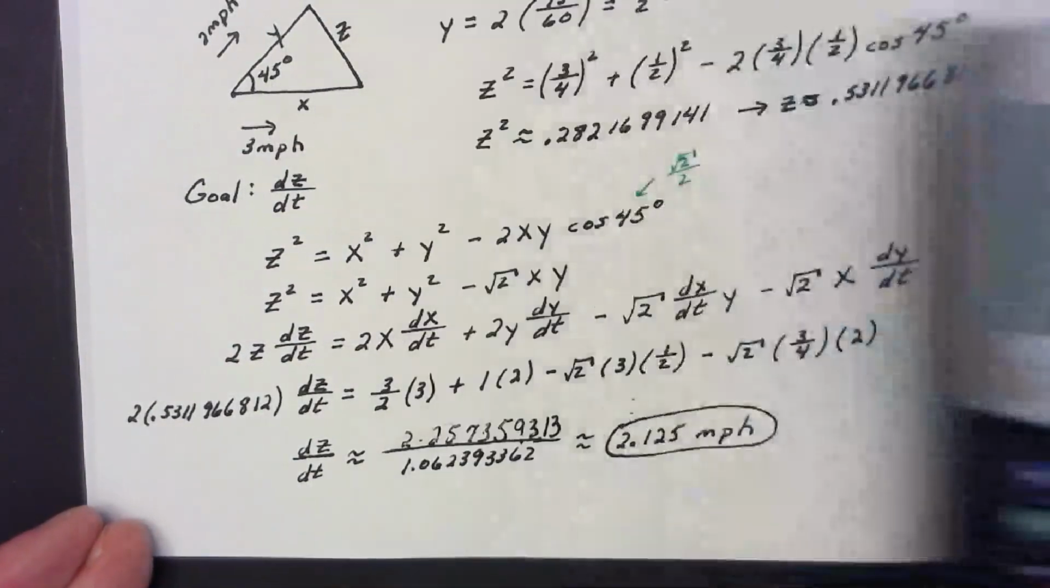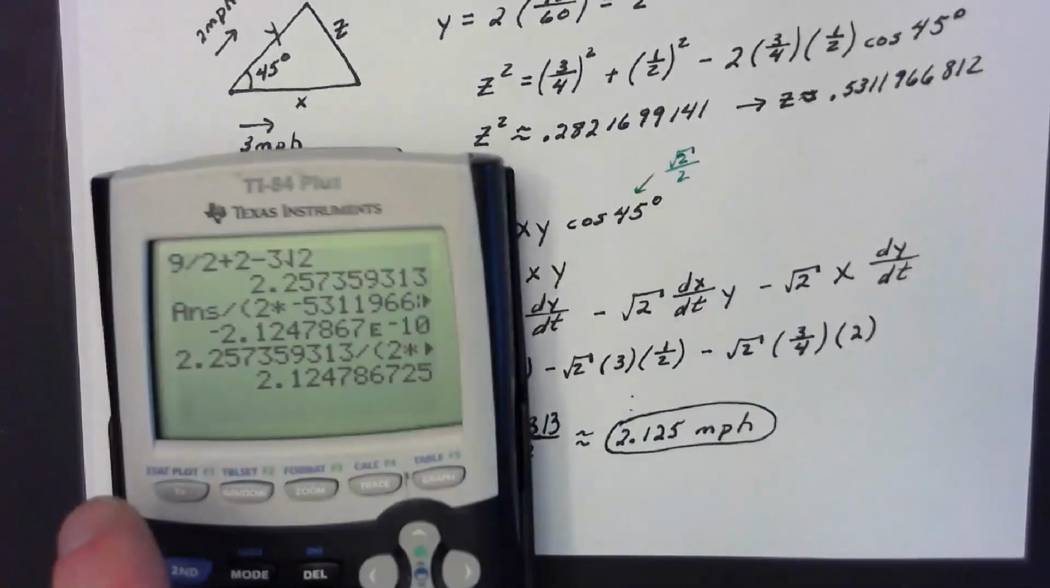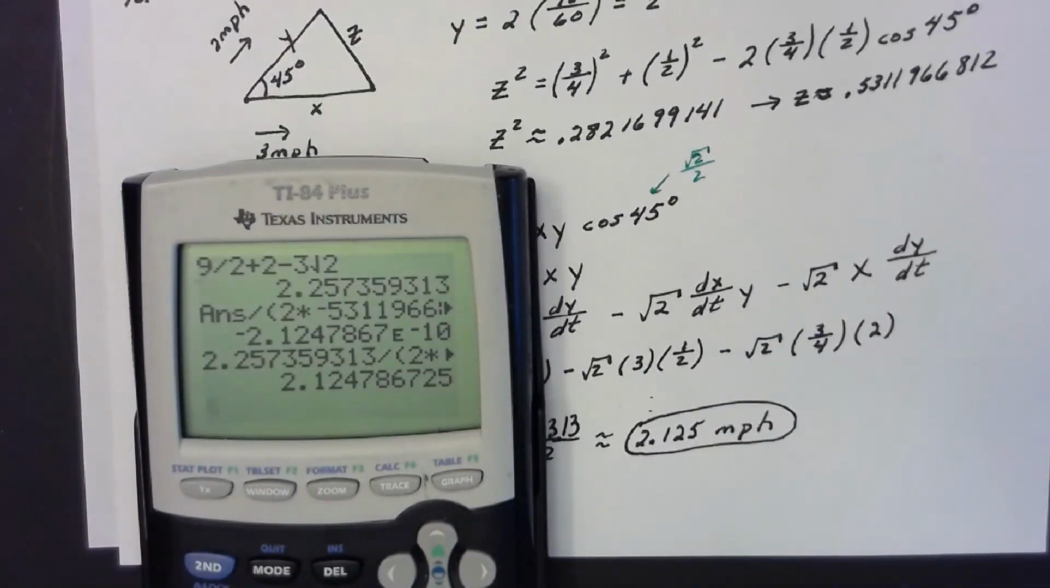And this, ooh, what did I do there? So let me fix that error. Sorry, guys. 2.257359313. We're dividing that by the square root of 2 times 0.5311966812. When I do that, I get to my final answer. Yes, and I had it rounded to 3 decimal places.